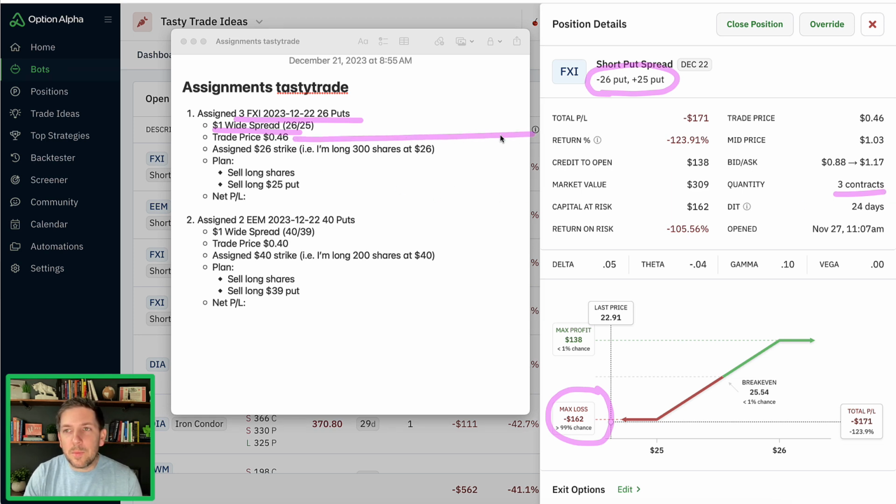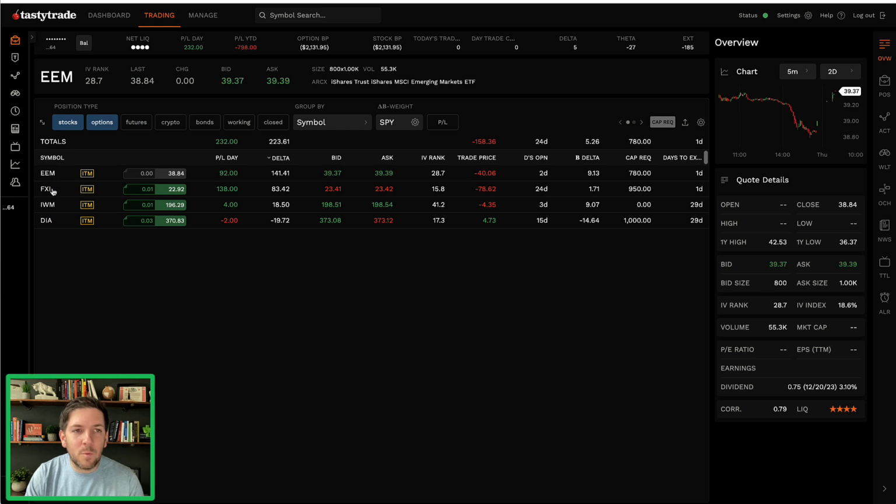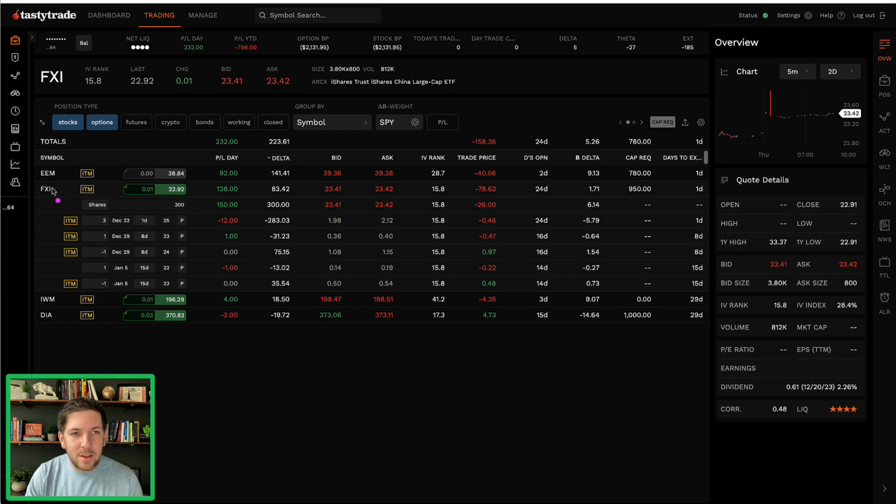Notice here that the trade price of each contract was $46. That's going to be really key later on when we start totaling up the P&L. So we need to make sure we know that and document that someplace or just remember it as you're going through it. And remember, we were assigned the 26 strikes, which means that I am now long 300 shares at $26.